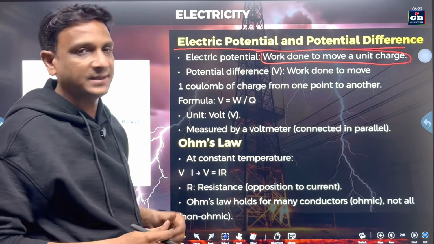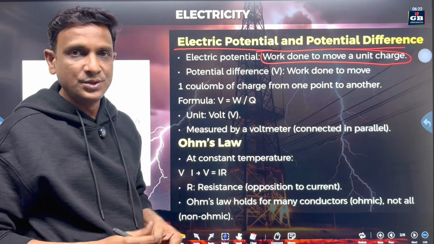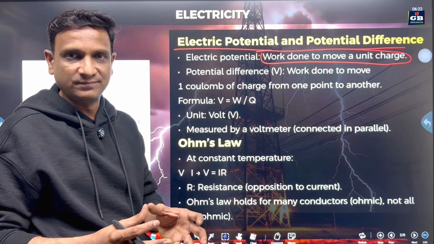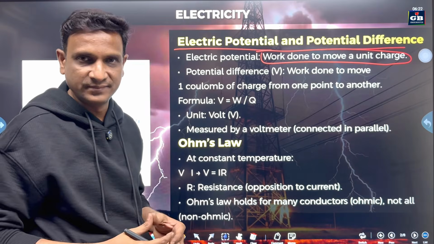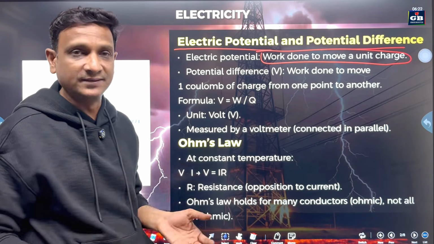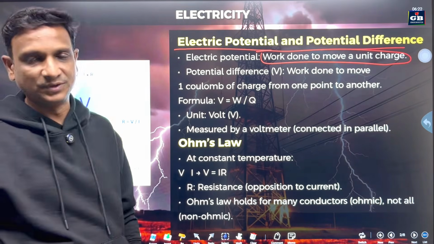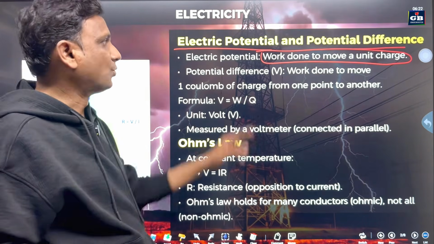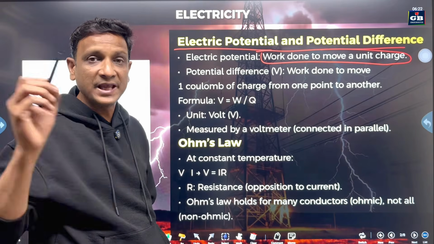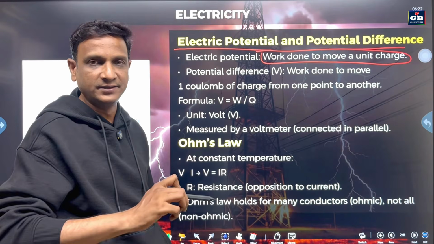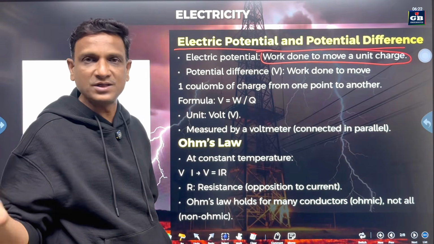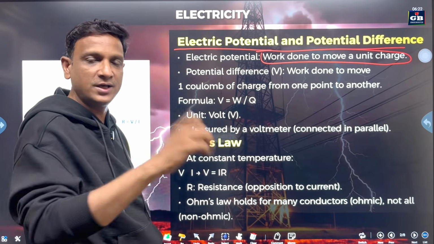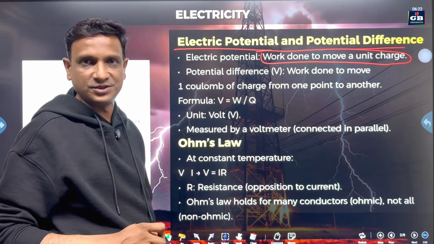In the same way, electric potential means to move a charge from one point to another point. How much work is done? That is the electric potential. So, work done to move a unit charge from infinity to a point. Infinity. We have not specified from where it is moving. Infinity to a point.